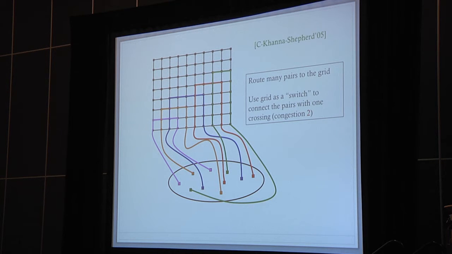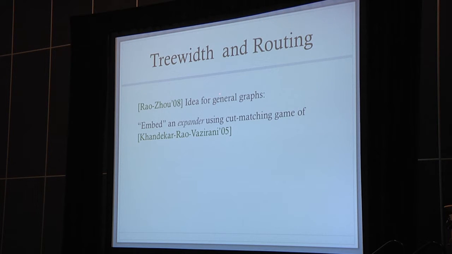So what is a good routing structure in a general graph? Well, there was a very nice idea, again a fundamental result, due to Satish Rao and Shuheng Zhao in 2008, building on another wonderful paper by Satish and Umesh Vazirani and Rohit Khandekar. The idea for general graphs is you embed an expander in the graph. It turns out that expanders are good routing structures. So, is it possible to embed an expander in a general graph and use that to route? And it turns out the answer is yes.